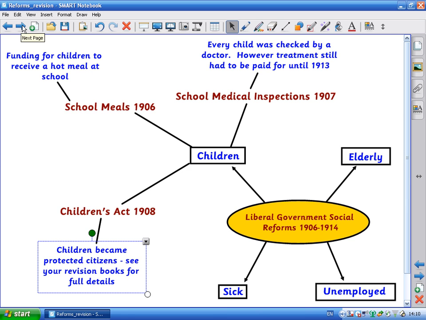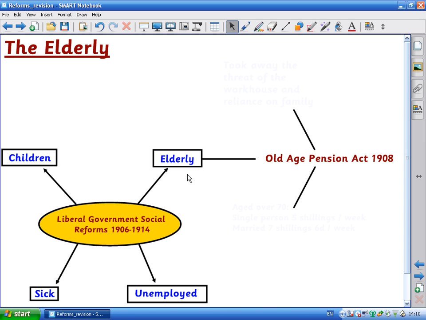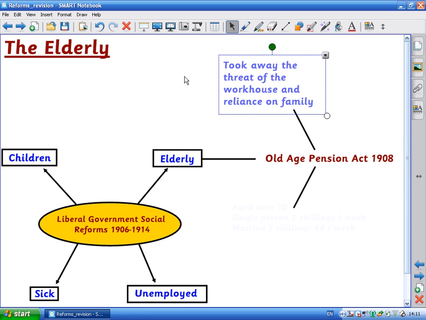Now let's move on to the elderly. The Old Age Pension Act of 1908 was extremely important. It took away the threat of the workhouse and reliance on the family. Many people who reached old age simply had no income, and it meant that they would have to go to a workhouse and spend the rest of their days doing useless jobs which would result in them essentially earning nothing.